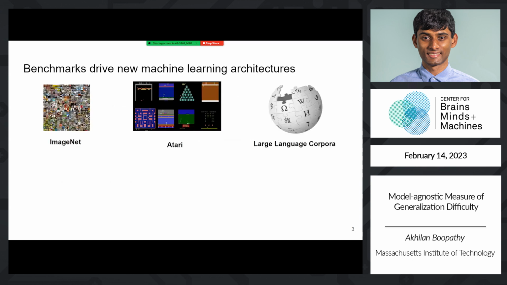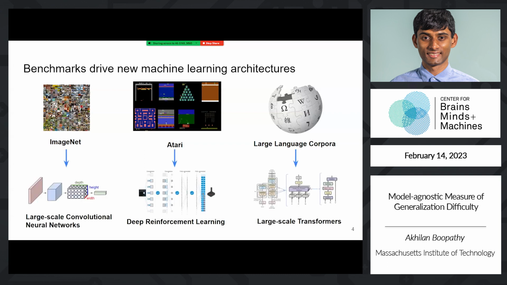But first, just to motivate this project. Over the past 10 years or so, a lot of progress in machine learning has been driven by the availability of benchmarks. For example, ImageNet was pretty important in the development of large-scale convnets, at least from an engineering perspective. Progress in deep reinforcement learning has been driven by the availability of video games, like Atari, or even two-player games like chess or Go. And progress in large-scale transformers has been driven by the availability of large language corpora, like Wikipedia or other sources on the internet.